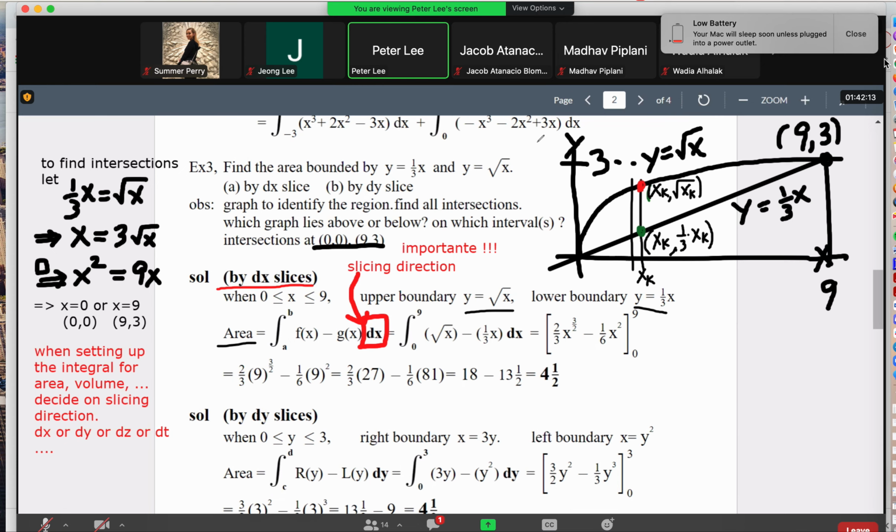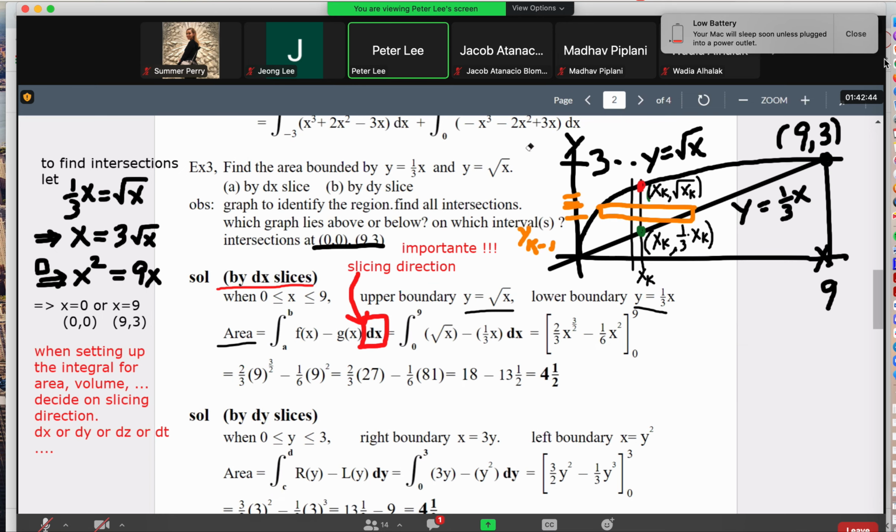So if we cut up in dy slices, that means we'll cut up this way. So a typical rectangle is going to be like this. That's actually going to be right here and right here. So the top here is going to be y sub k, and the bottom is going to be y sub k minus 1. This is y sub k.